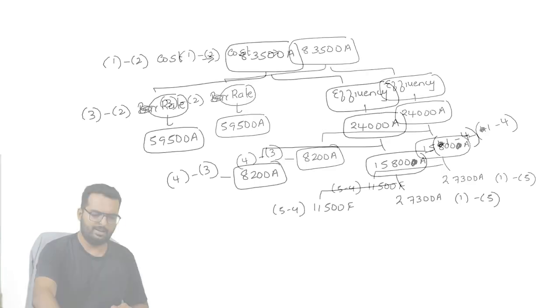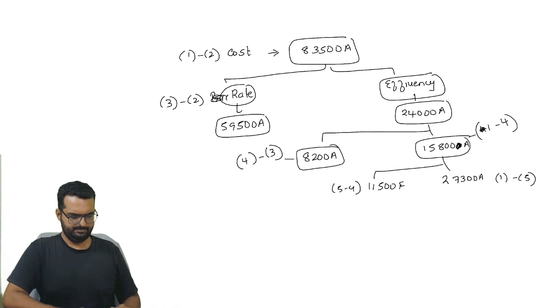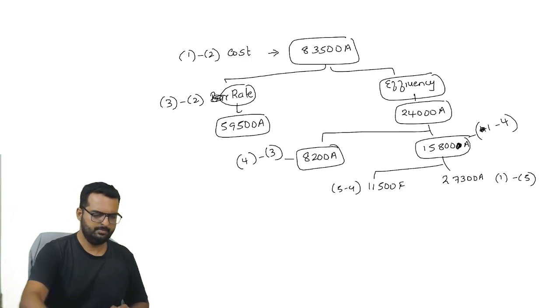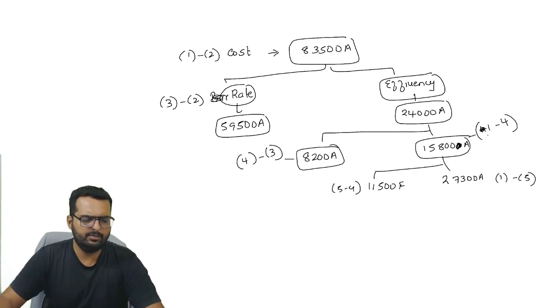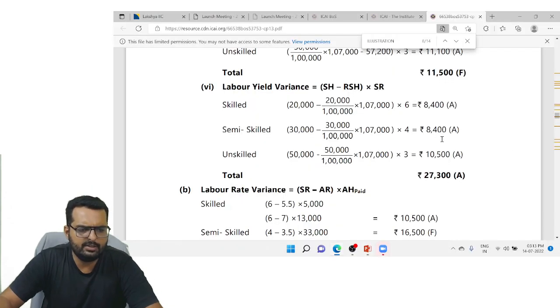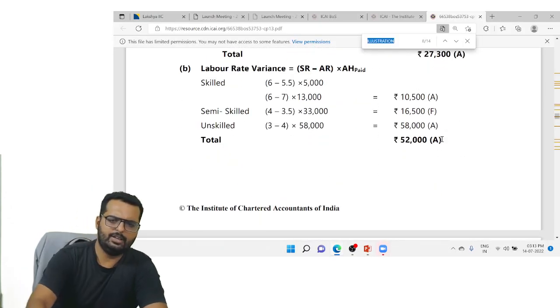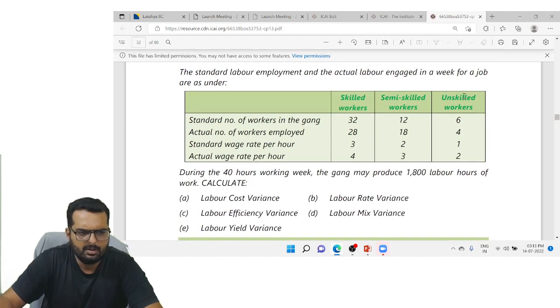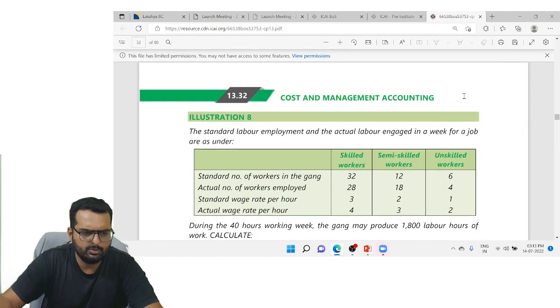I believe everybody is done writing this, friends. Yes, everybody is done with this. Fine. So we are done with this question, friends. Now I think everybody is thoroughly clear. Let's go to illustration number 8. I'll give you 5 minutes time. Please do this on your own.